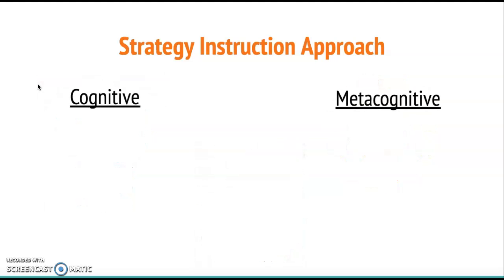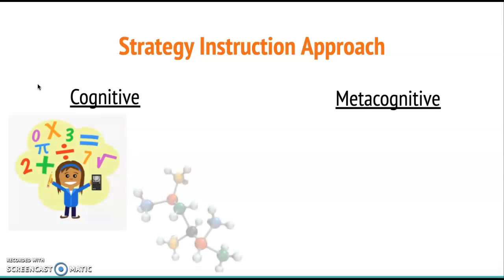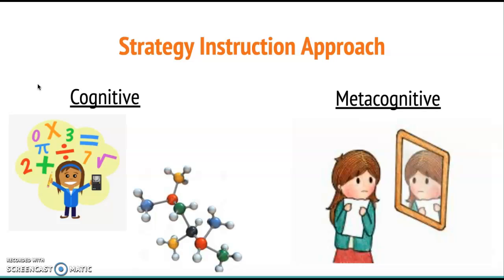With the strategy instruction approach come 2 different types: cognitive and metacognitive. Cognitive is basically taking notes, studying, making outlines for papers or responses, how to use certain things like number lines, or how to remember what elements are in molecules. Metacognitive is all about yourself: self-assessment, self-instruction, self-monitoring, etc.